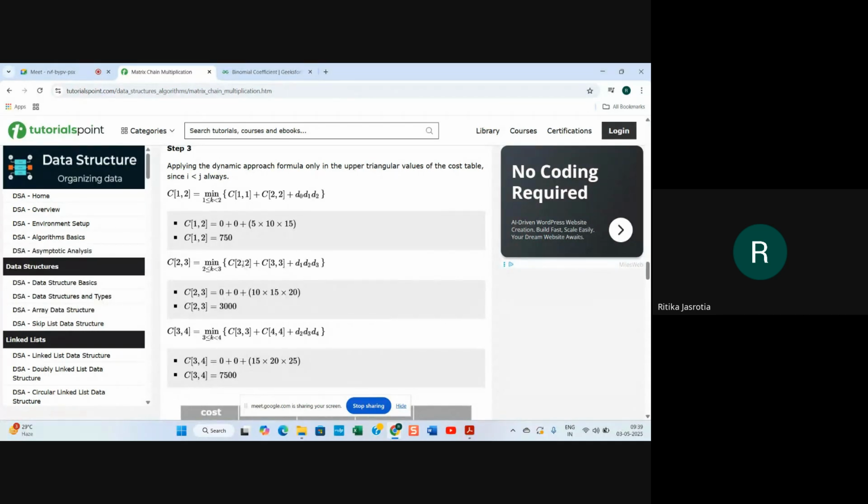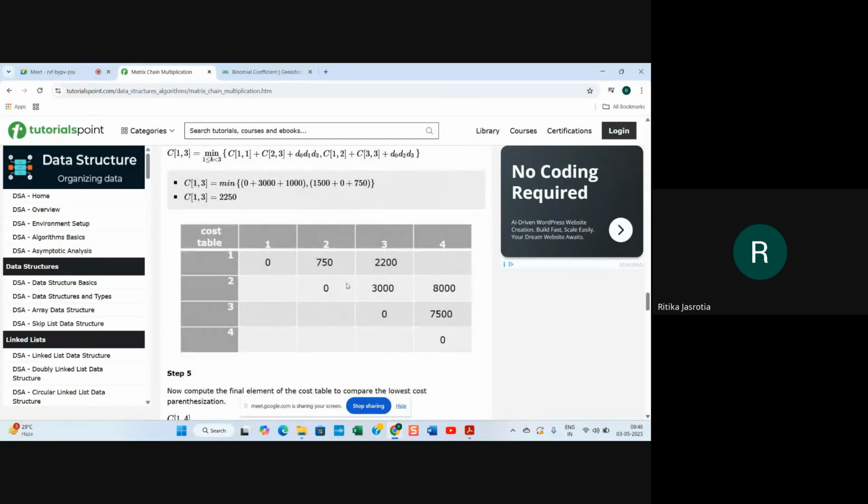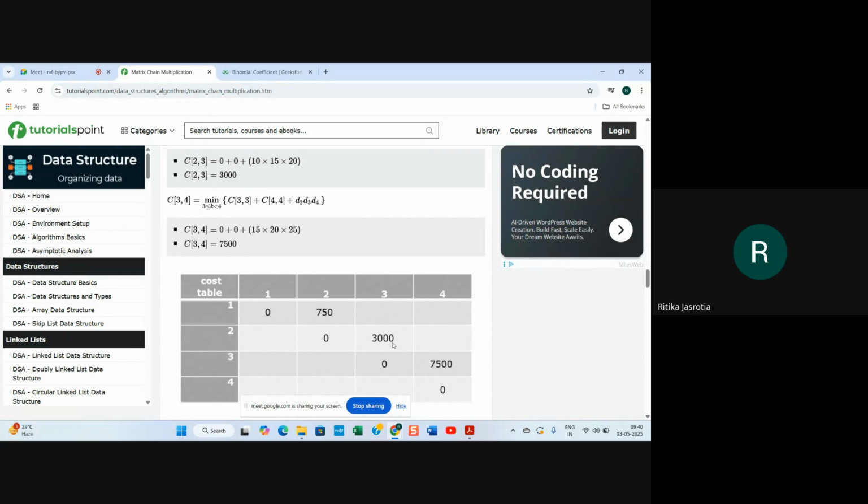You already know that C22 and C33 are 0, since i and j are equal, it is 0. So we have kept 0 here, and the value these are creating is 10 into 15 into 20, which is 3000. So we will keep 3000 in our table at 2 3.